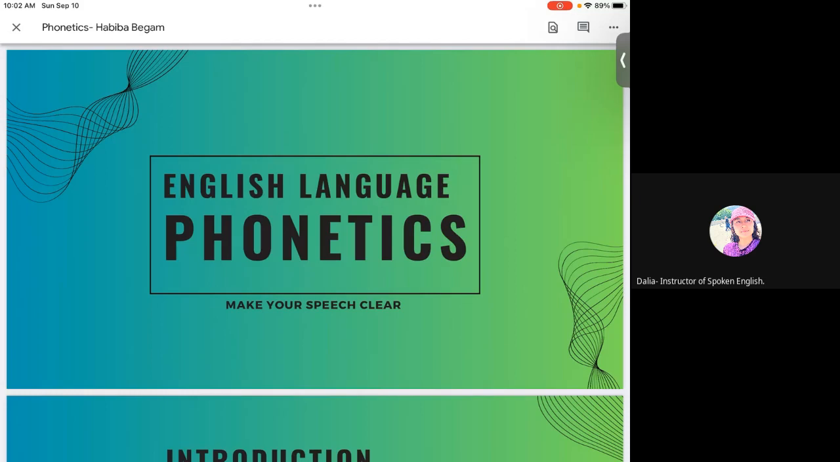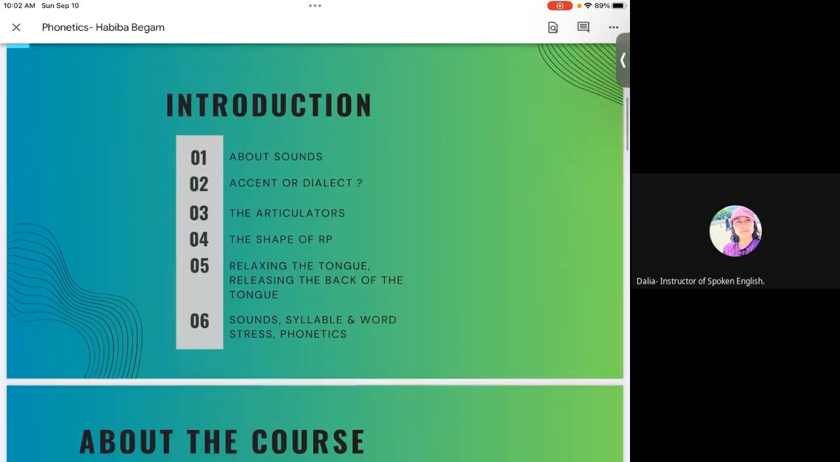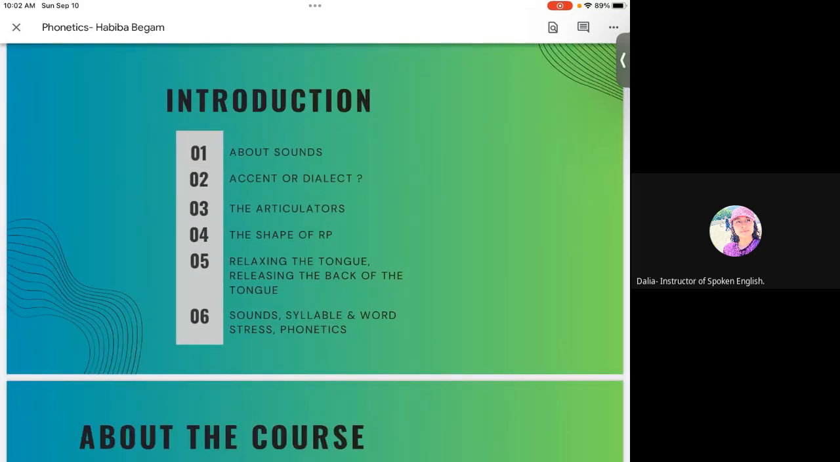First we are going to learn about what is sound, what is accent, what is dialect, articulators, the shape of RP. RP means received pronunciation. Then we will be talking about relaxing the tongue, releasing the back of the tongue, sound, syllable, stress, phonetics. These are the things I'm going to discuss in this course. But in this demo class today, I'm going to touch a little bit on everything so that you can get a little idea about phonetics.